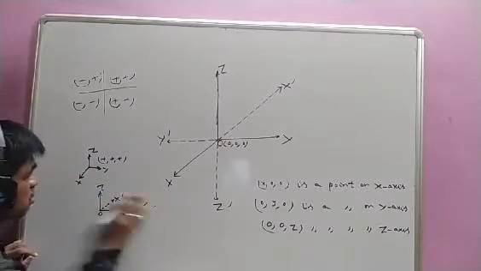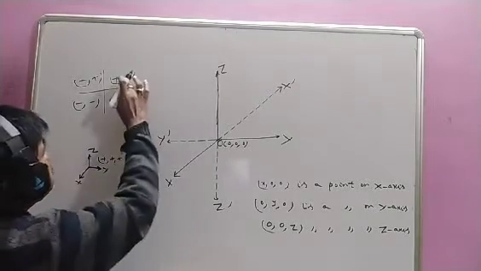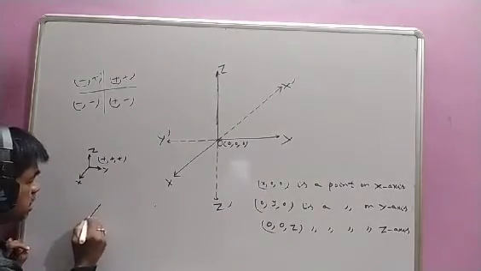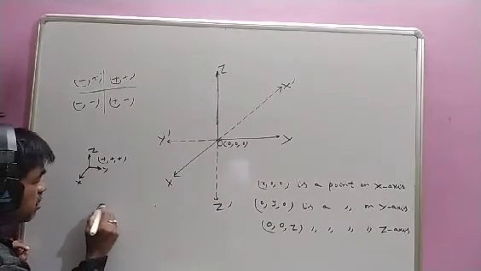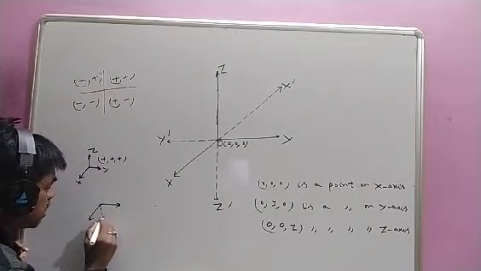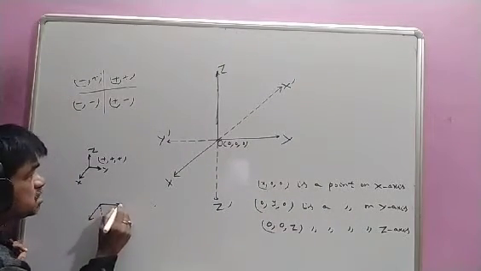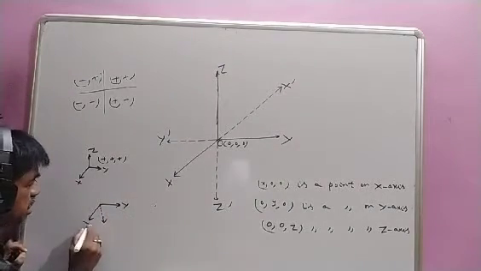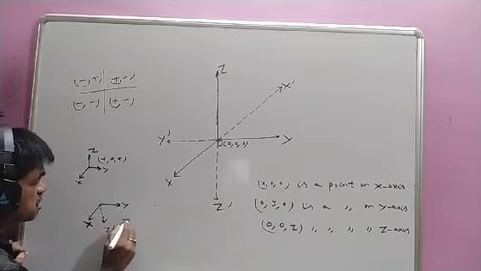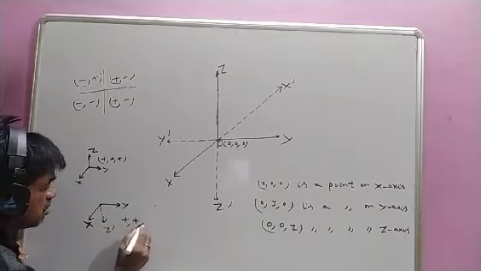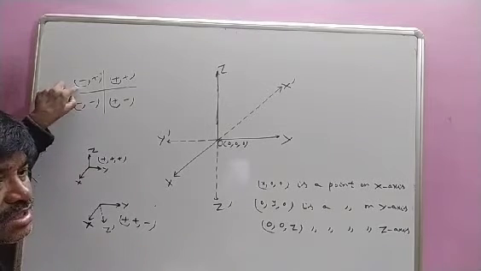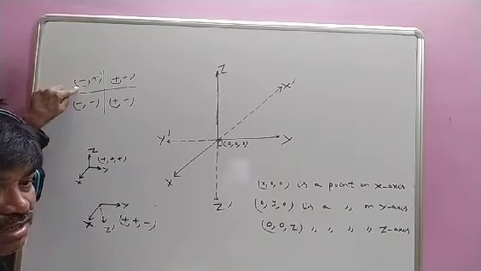If we draw plus plus minus, plus means this one is x positive, y positive means this one, and z negative means it will come like this. So suppose this is your y, this is your x, and this is your z dash. So the sign for this is what? Plus plus minus.